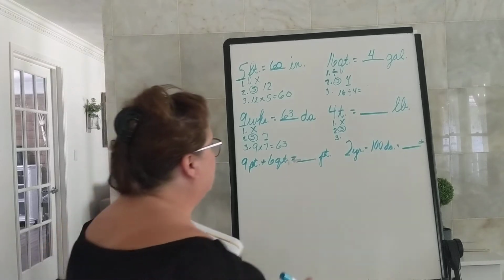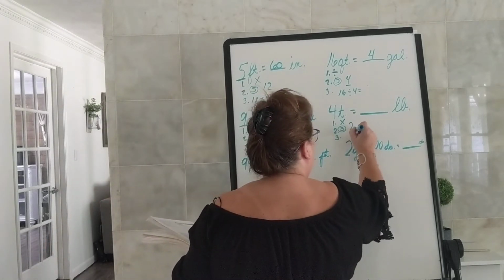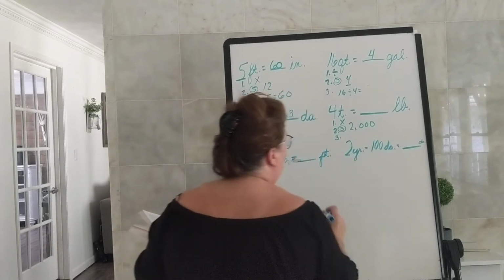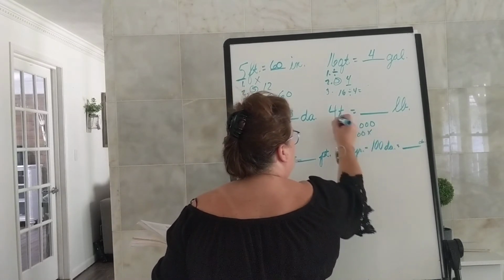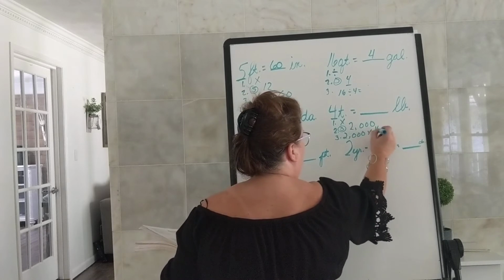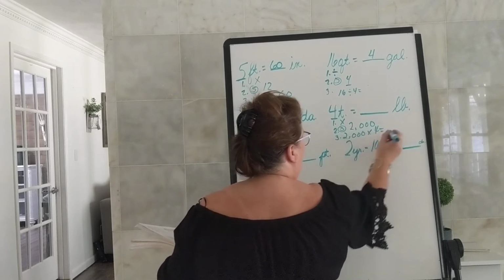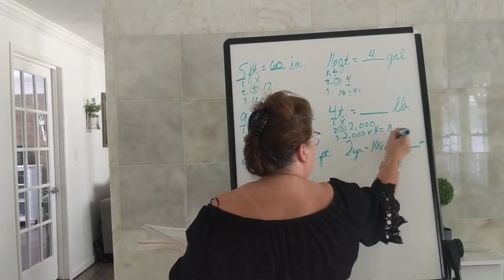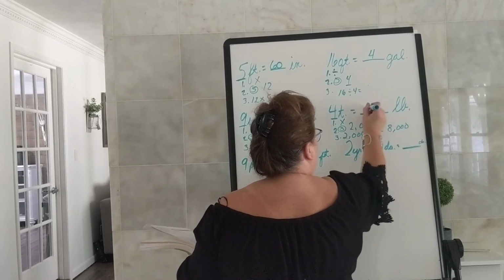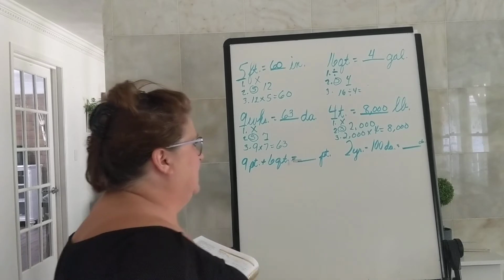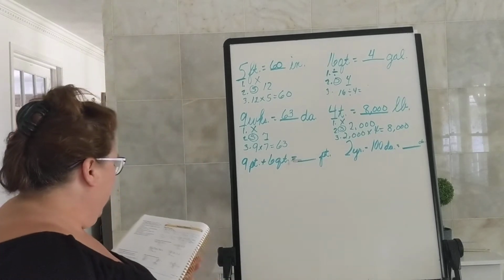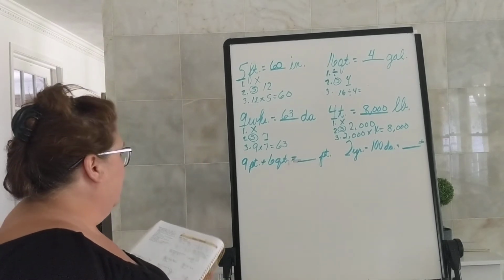2,000. 2,000 pounds are in a ton. So that's our special number. We multiply our special number, 2,000, times our given number, 4. And 2 times 4 is 8. And we put on those 3 zeros, so it's 8,000. So 4 tons equals 8,000 pounds. Okay? Now go to section 2 and look at letter A.